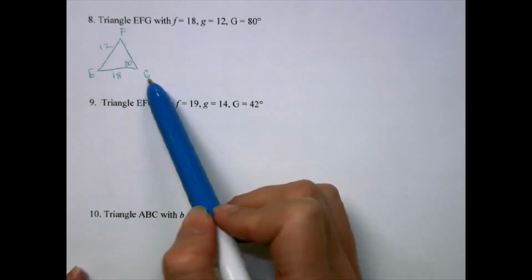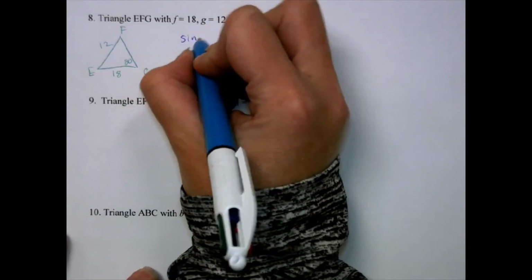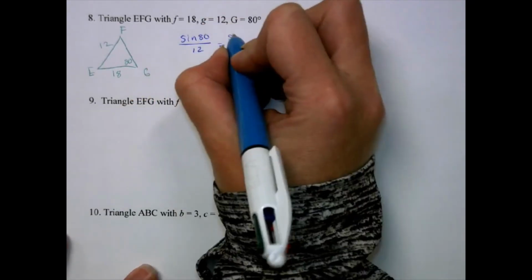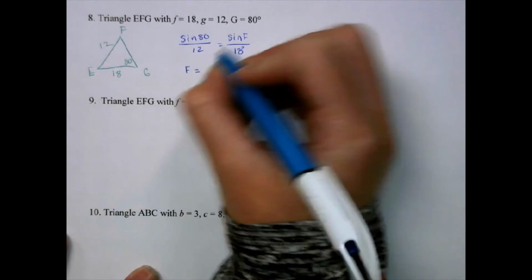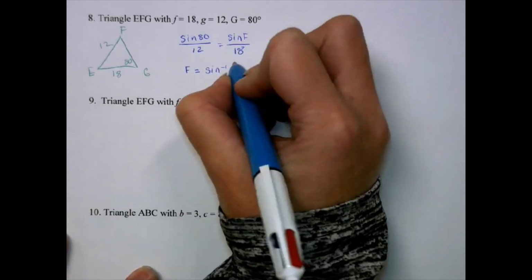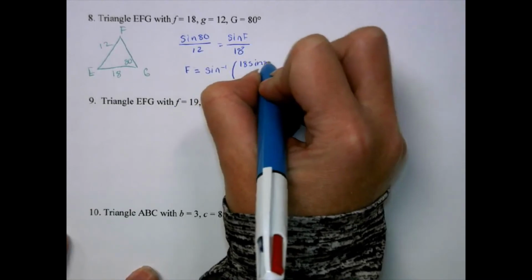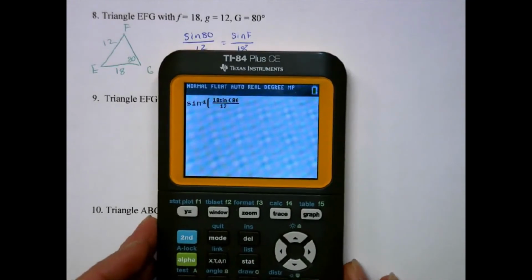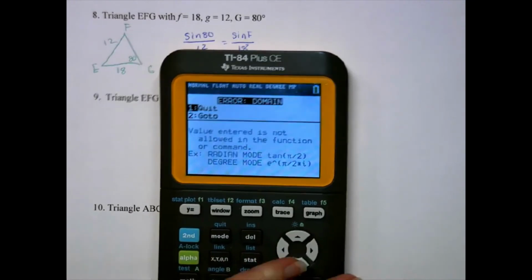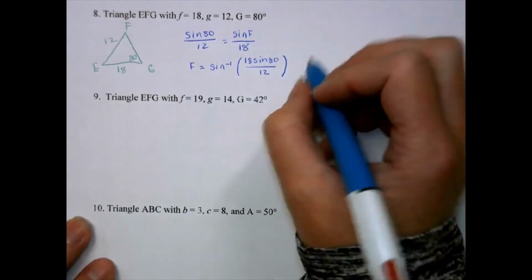All right, the next one, side f is 18, side g is 12, and angle G is 80. This is, again, the ambiguous case. So we'll set up the law of sines. Okay, when we solve all the way down for F, it's going to be the sine inverse of 18 sine 80 over 12. Okay, if we type that into the calculator, we get an error. Which means there is no triangle.